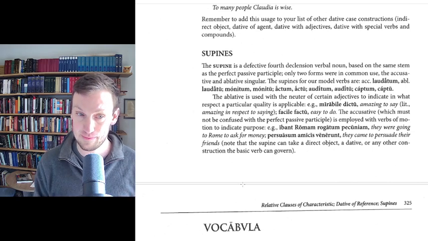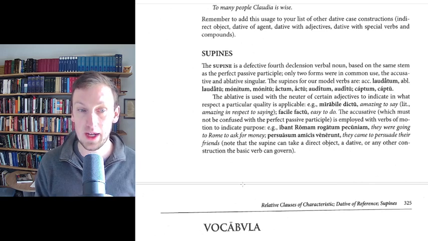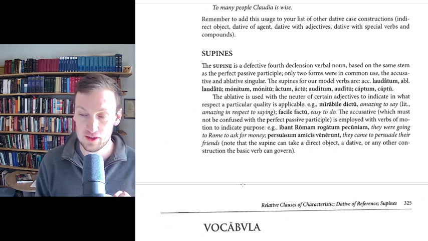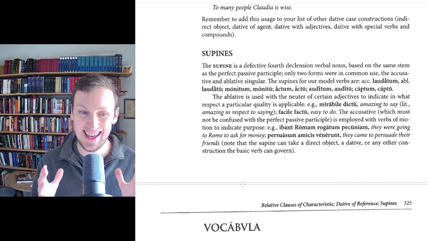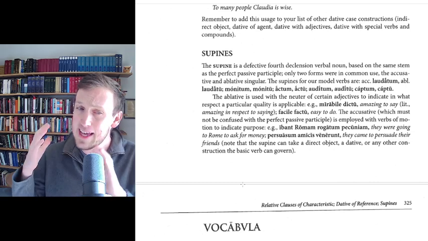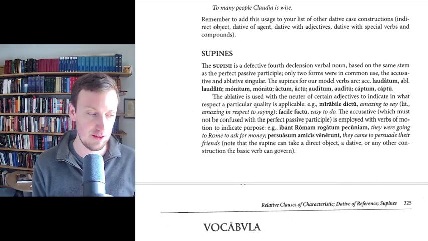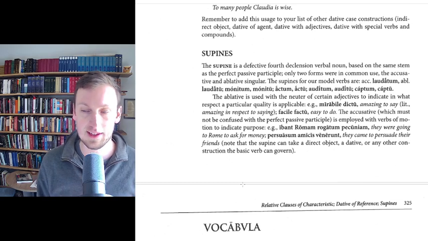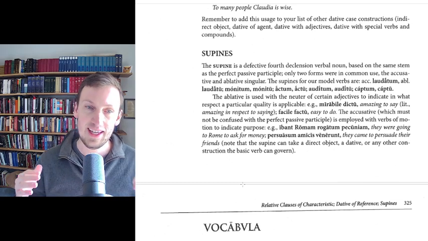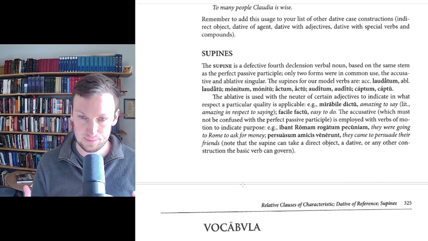It's defective. It only appears in 2 cases. And it only appears in those cases in sort of set constructions. It's not quite set phrases, but only in specific contexts. So this is some sort of leftover piece of the language that only lingers in particular use cases.